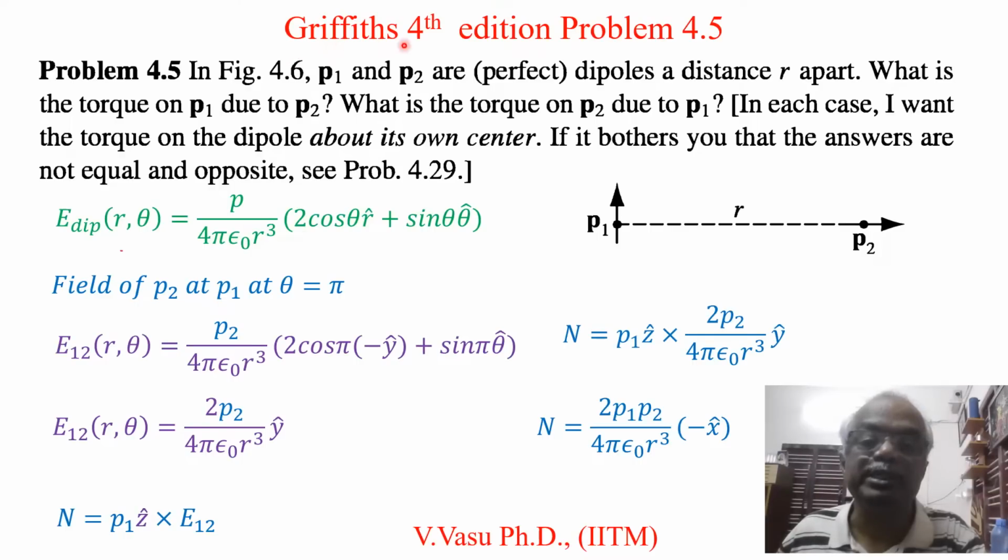Today we will solve problem 4.5 of Griffiths, 4th edition, Introduction to Electrodynamics. Problem 4.5 is related to the torque due to dipole moment. In figure 4.6, P1 and P2 are perfect dipoles at a distance r apart. What is the torque on P1 due to P2?